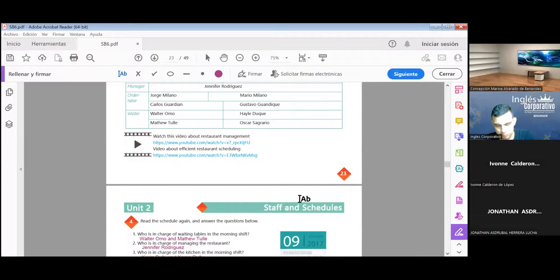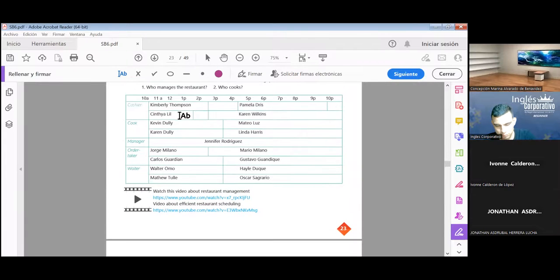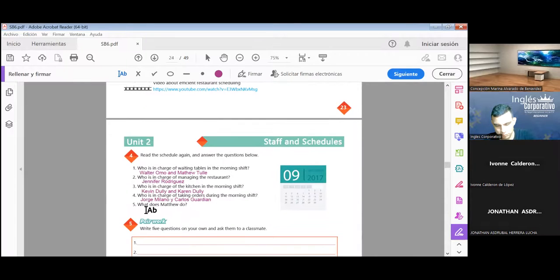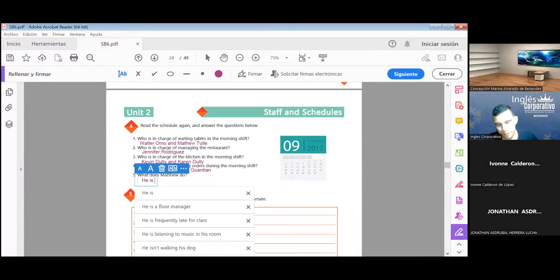¿Qué hace? Es waiter, Matthew. Es el único que está acá. Sí. Porque el otro es Mateo. He is a waiter. Es waiter. He is a waiter, or he is waiter?